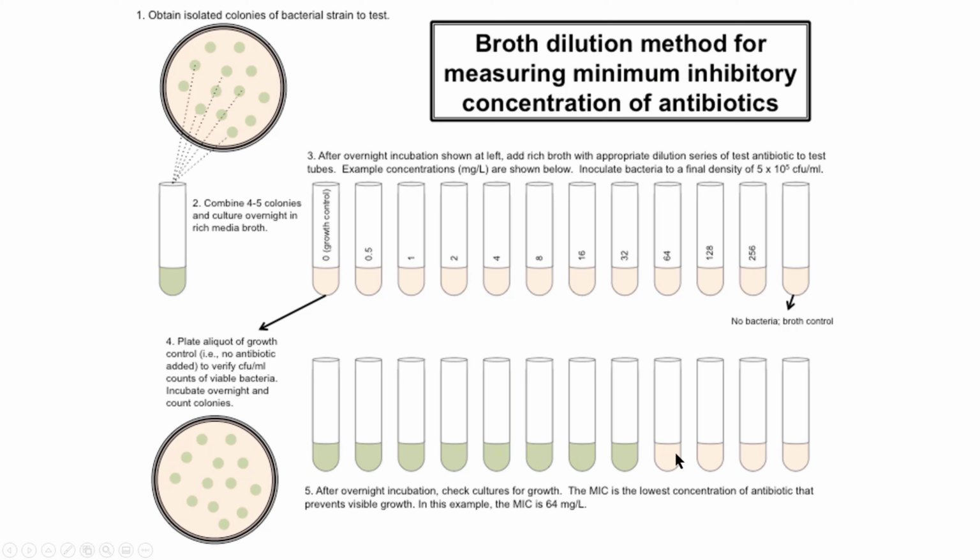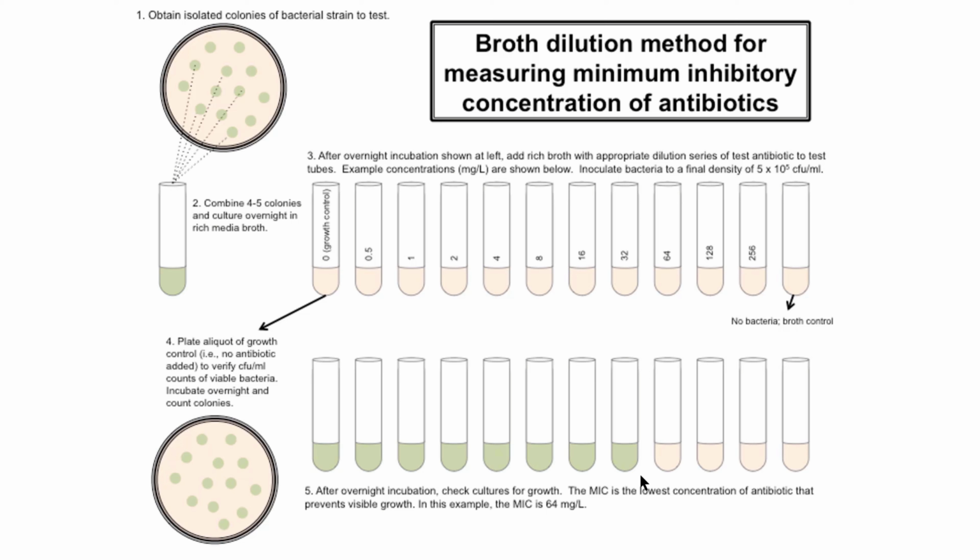So the minimum concentration needed to kill the organism in this example is 64, because at a concentration of 32 the organism was growing in the test tube, but at 64 or higher, nothing was growing in the test tube. And that's how they measure the minimum inhibitory concentration for a specific antibiotic.